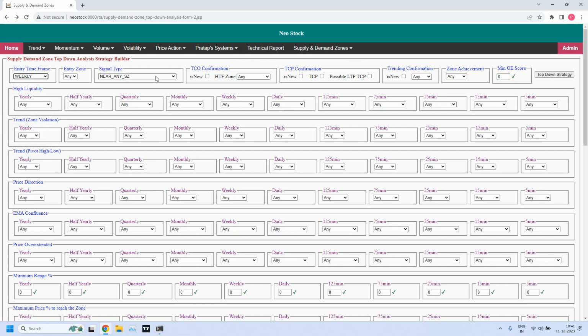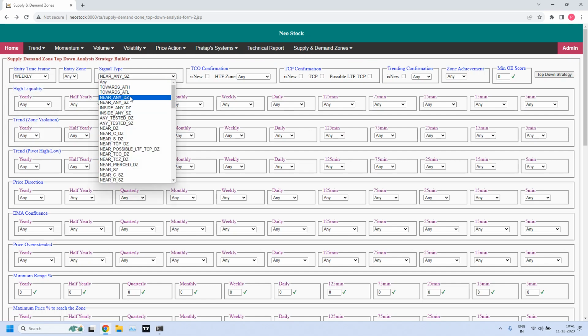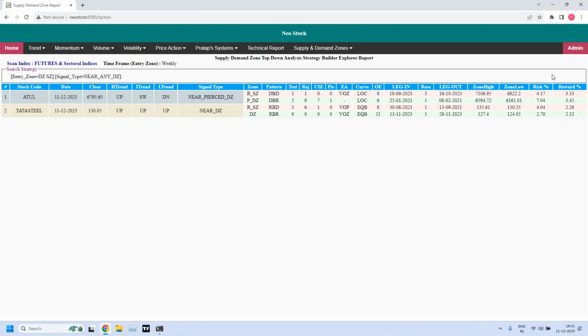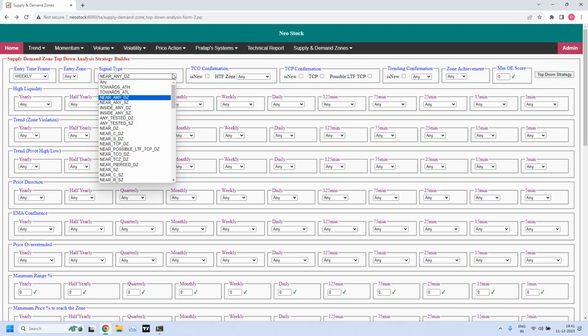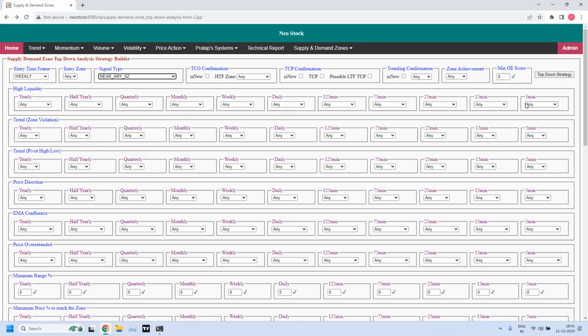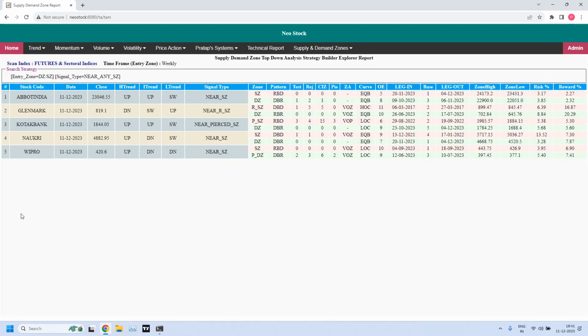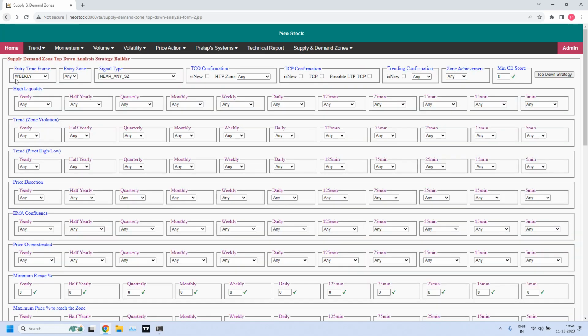Now let us generate for weekly time frame. Entry time frame is weekly. Let us find the stocks near weekly demand zone. So these two stocks are near weekly demand zone. Let's go back. Entry time frame is weekly. Let us find the stocks near weekly supply zone. These four stocks are near weekly supply zone. Let's go back. Daily we have already generated.